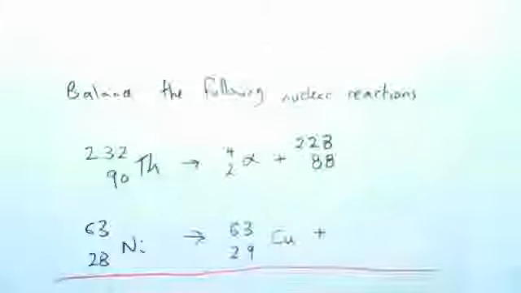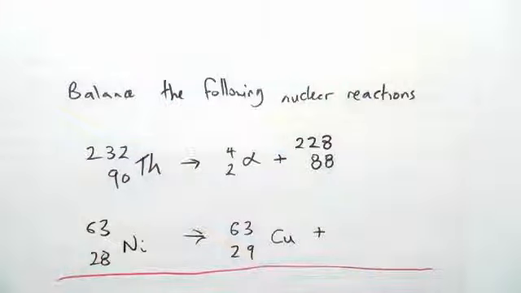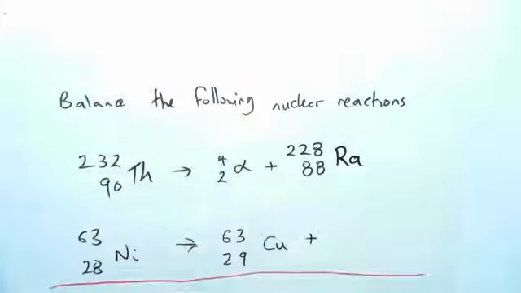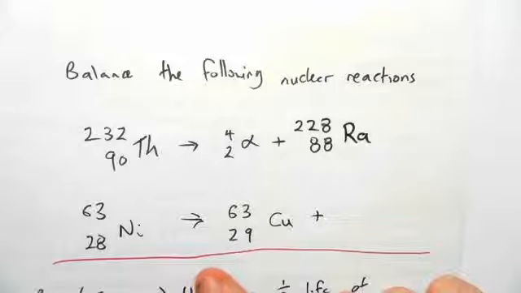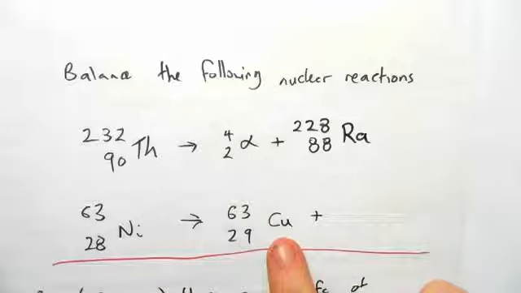And what element has atomic number 88? That's right, it is radon. Sorry, radium. What am I saying? So radium is what it decays down to, and that would probably decay on further to something else. And in this case, we're going from nickel-63 to copper-63.